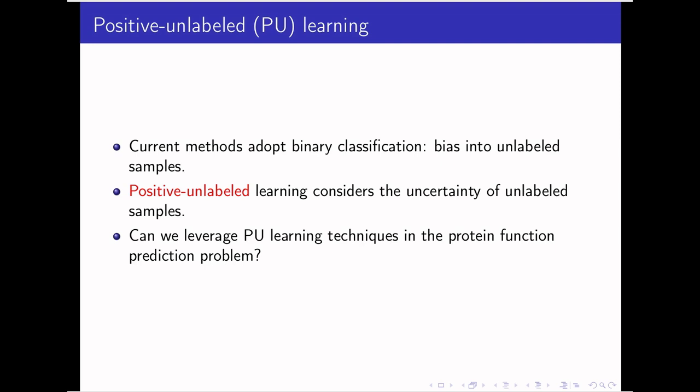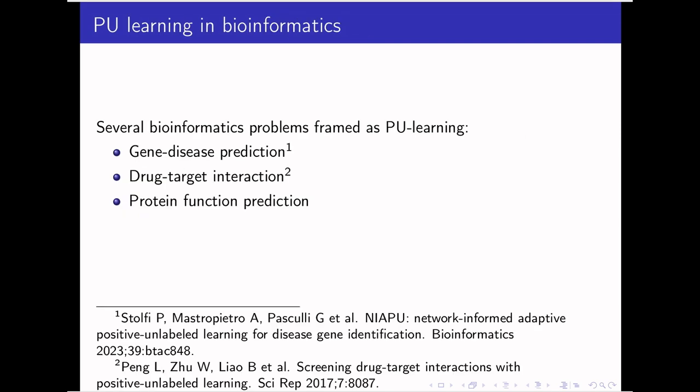Because of this limitation, positive-unlabeled learning has arisen to consider the uncertainty of unlabeled samples. Positive-unlabeled learning has been applied to other contexts like recommender systems. So here we ask the following question: can we leverage positive-unlabeled learning, or PU learning, techniques in the protein function prediction context? It's worth mentioning that PU learning has been tried before in protein function prediction, but also in other bioinformatics tasks like gene-disease association or drug-target interaction.